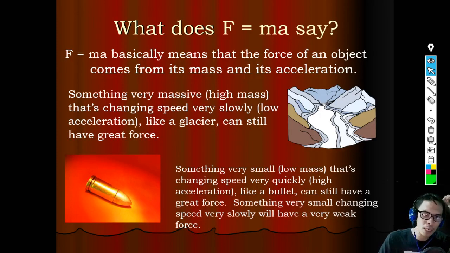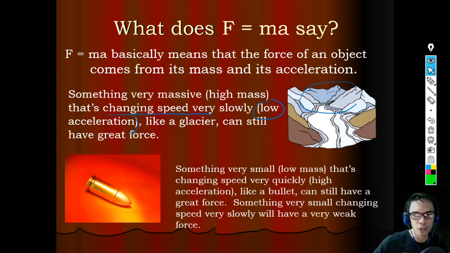Basically, an object that has greater mass changes its speed very slowly, meaning it has low acceleration, and will have a greater force. For example, glaciers or an avalanche. Since the ice packs are greater in mass, they pack a lot of force.